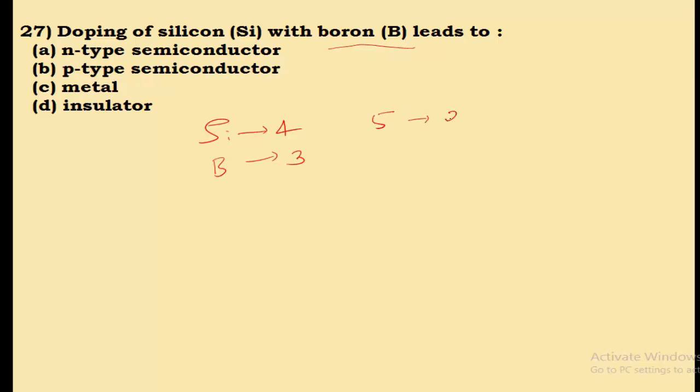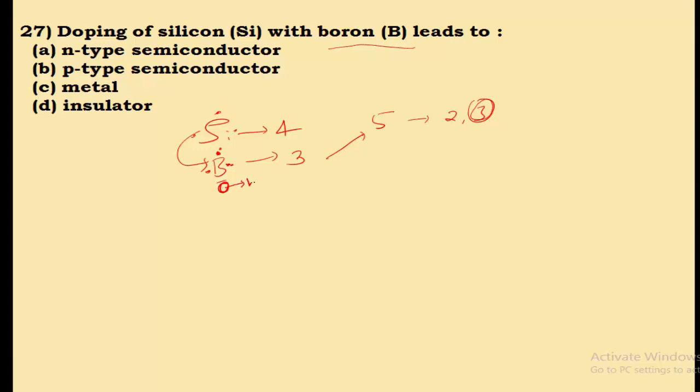And the electronic configuration is 2, 3. So the number of valence electrons is 3. And hence, upon addition, silicon consists of 4 valence electrons, 3 get removed and occupied by electrons of boron, but 1 will remain vacant. Okay, the silicon is replaced by boron, and boron has only 3 electrons in its outermost shell. So 3 get occupied and 1 will remain vacant.